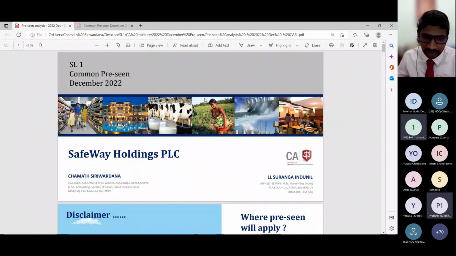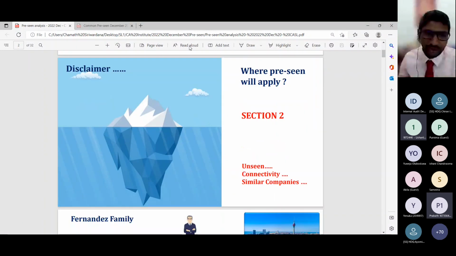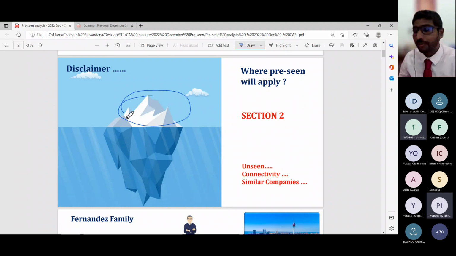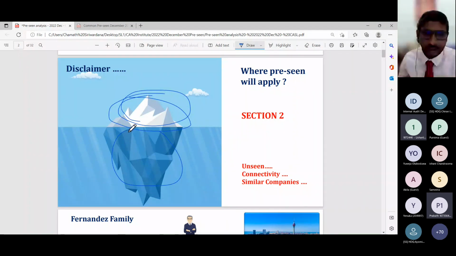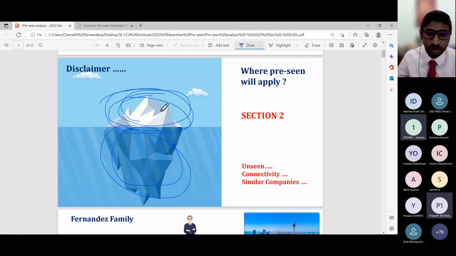Here, students, there are some disclaimers that I wanted to make at the very beginning. As you are all aware, we only see the top part of the iceberg. We don't see the bottom part, which is the unseen. With the pre-seen, obviously the unseen comes in. Maybe the things that we are discussing may not be what is going to come in the exam. Maybe the things would be quite different from what we are discussing.